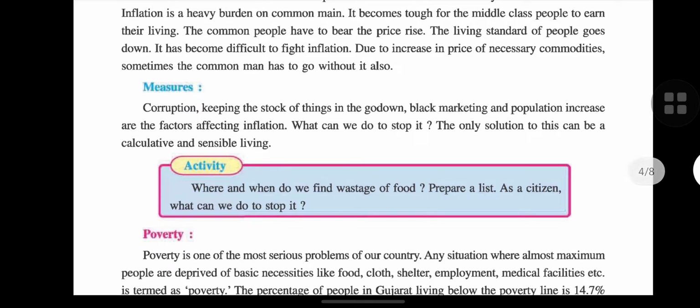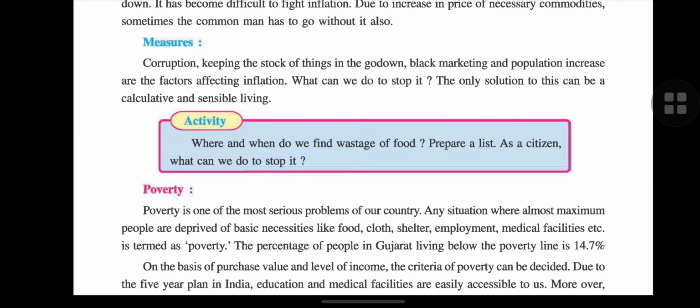Now, what are the measures for that? Corruption, keeping the stock of things in godown, black marketing or population increase are the factors affecting inflation. What can we do to stop it? The only solution can be calculative and sensible living. If the unnecessary money we spend is stopped, then the problem of inflation can be solved to a great extent with sensible living.